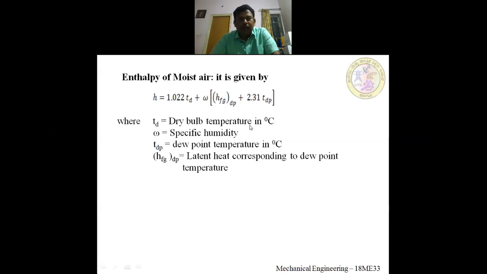Here TD you know, the dry bulb temperature, omega the specific humidity, and the dew point temperature. Here also TD and TDP both you have to substitute in Celsius only. The equation is modified in such a way that you have to substitute in Celsius. Next, HFG, I have told you, is the latent heat corresponding to the dew point temperature. You will be knowing the dew point temperature, and you have to go to the steam tables and find the HFG according to that dew point temperature.